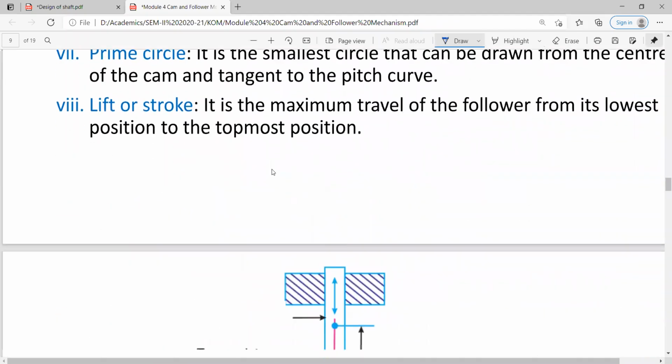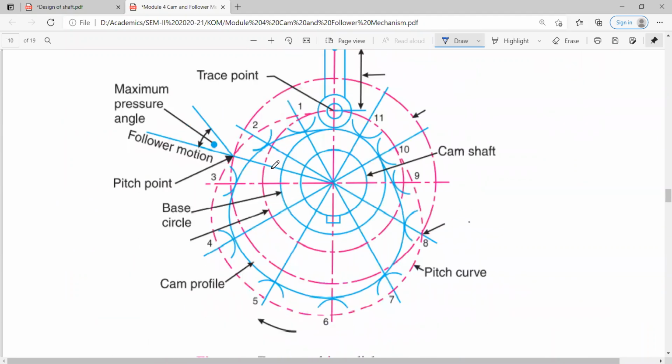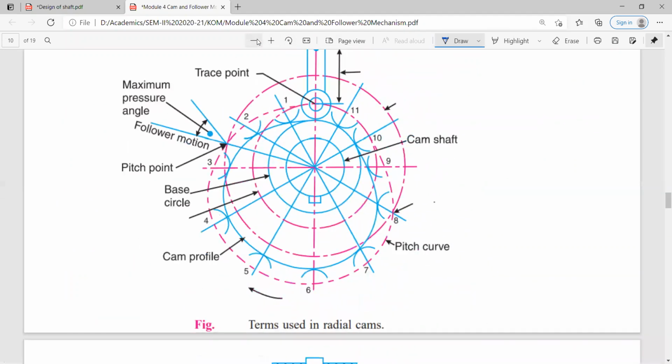So here you can see, let us suppose that the pressure angle we have measured here is maximum at this point, let us assume. So this particular point on the pitch curve will be known as pitch point.